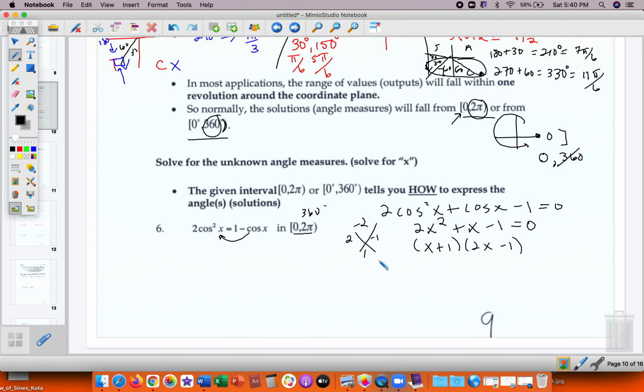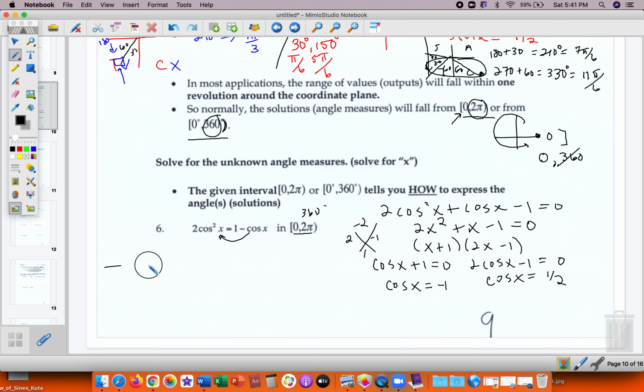And if we put cos back in there, we know cos x plus 1 equals 0. We're going to solve now. And 2 cos x minus 1 equals 0. So we're trying to look, cos x equals -1. If we add 1 and divide by 2, we get cos x equals +1/2.